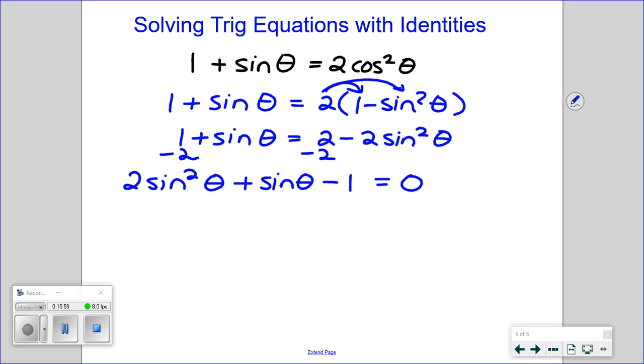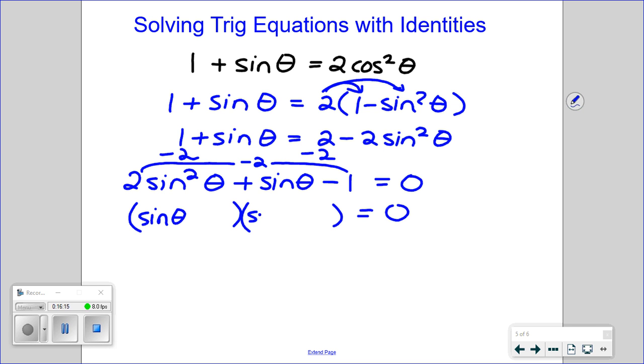All right, so you guys, this is one that we can factor, but we're going to have to start by multiplying the 2 times the negative 1 to get negative 2. Okay, and then we are going to break this up into our 2 factors, each one starting with sine theta. All right, we're going to think factors of negative 2 that add to 1, because 1 is our middle coefficient. Okay, so that would be positive 2, negative 1.